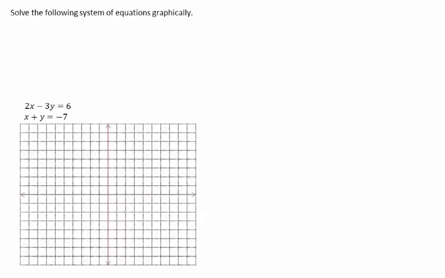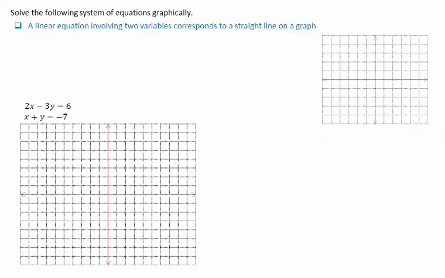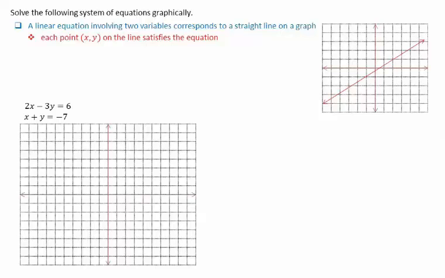Solve the following system of equations graphically. Recall that a linear equation involving two variables corresponds to a straight line on a graph. Each point (x, y) on the line satisfies that equation. A system of linear equations contains more than one linear equation, and so corresponds to more than one line on the graph.